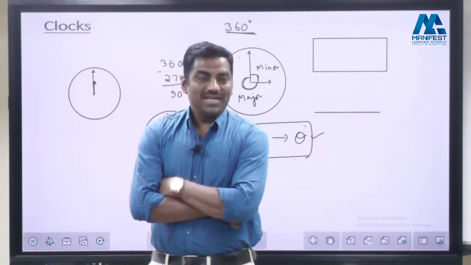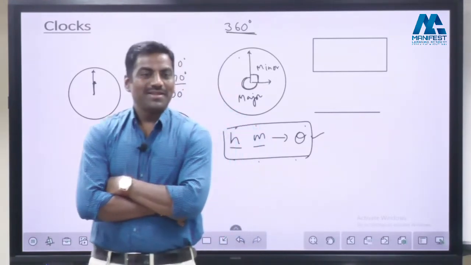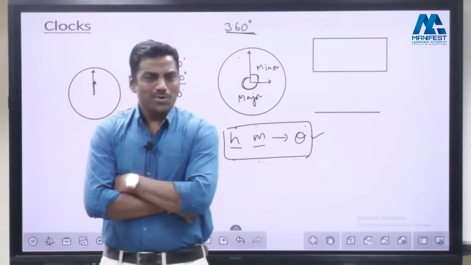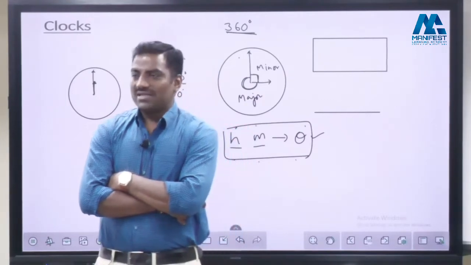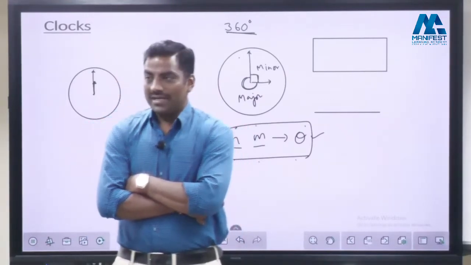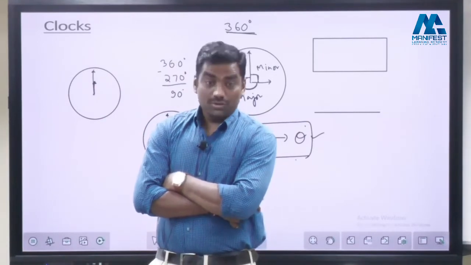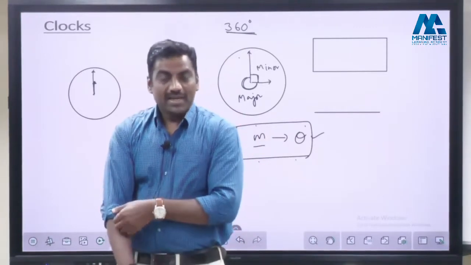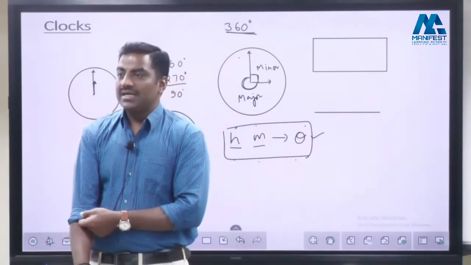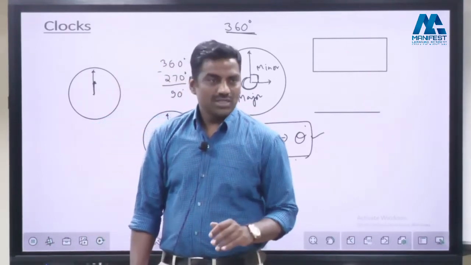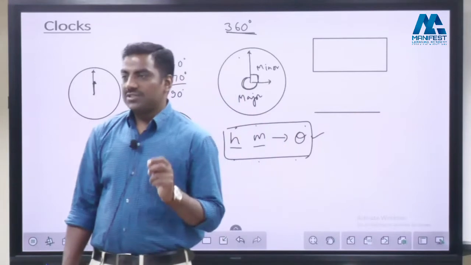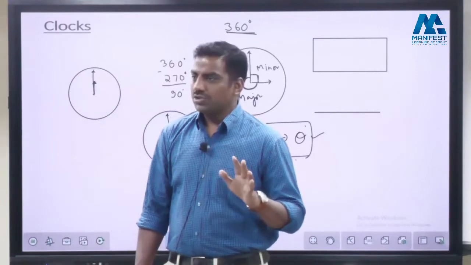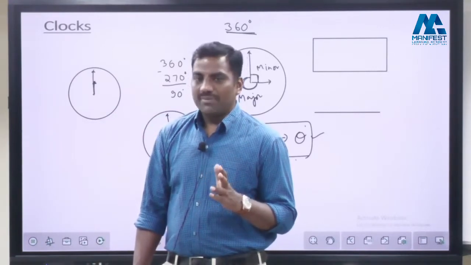See, the minute hand will take only 1 hour to complete the round. Then the hour hand will take 12 hours to complete the round. 12 times slower. By the time the minute hand completes 12 rounds, the hour hand would have completed one round. So if you compare the speeds of the hour hand and minute hand, the ratio of speeds of hour hand to minute hand is 1:12. Understood?